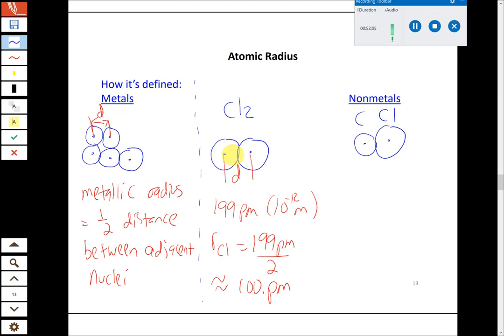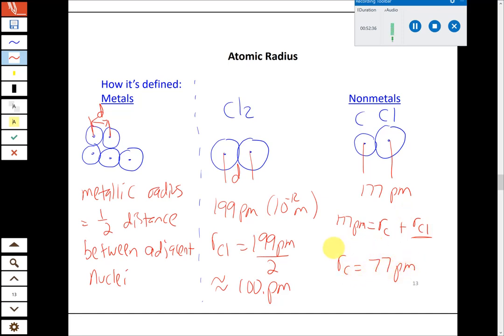But in other cases, we might not have the same form of the element available, but we find another compound that has a carbon and a chlorine next to each other. We measure this distance here, which is experimentally 177 picometers, and this number, 177, is going to be the radius of the carbon atom plus the radius of the chlorine. So we have two different elements here, but we already determined the radius of chlorine, so then we can subtract to find out that the radius of carbon is 77.